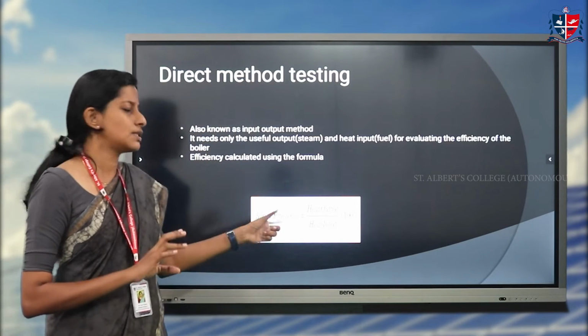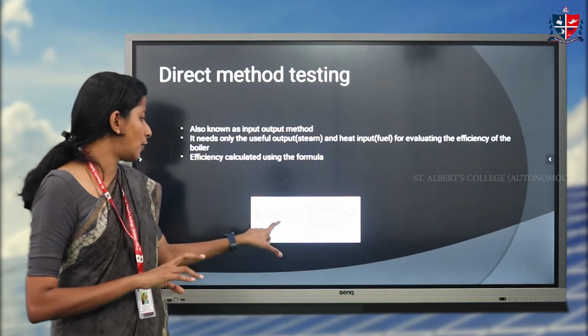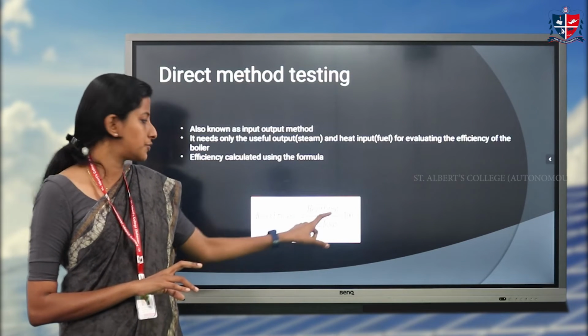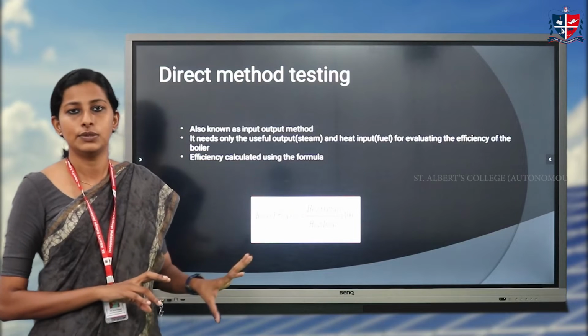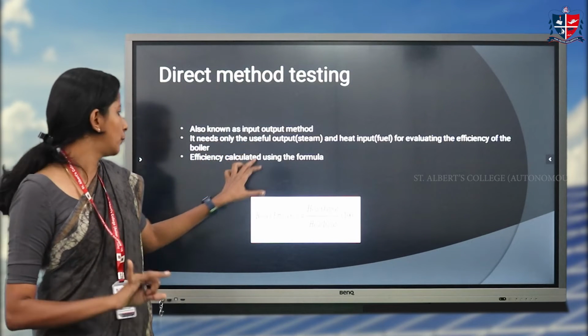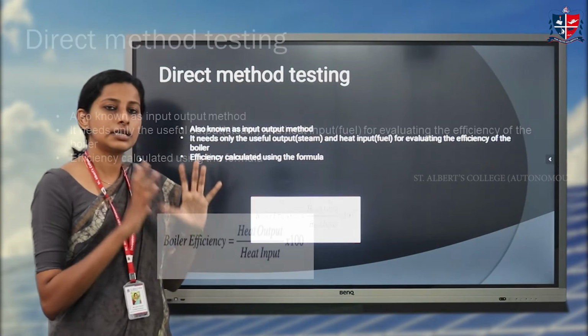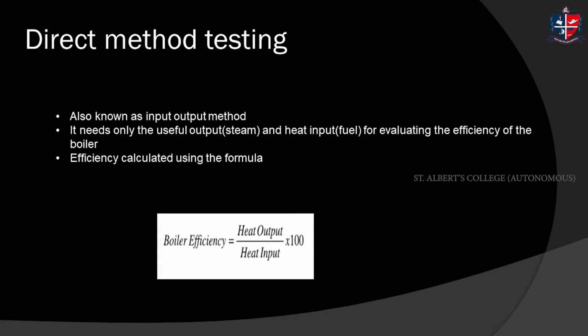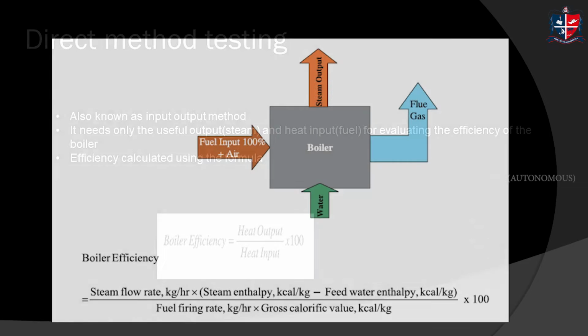Here, just as we saw in the other equation, the basic equation of boiler efficiency, heat output by heat input into 100, we directly substitute the values there. So one point is that it is an input-output method. Here we are only considering the steam and the fuel. We are not considering the internal parameters or the losses that occur in a boiler. So we'll just see how that is done.